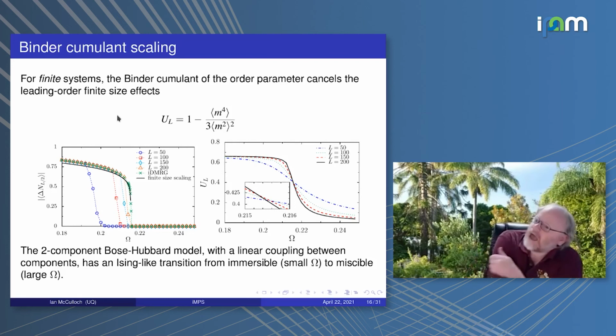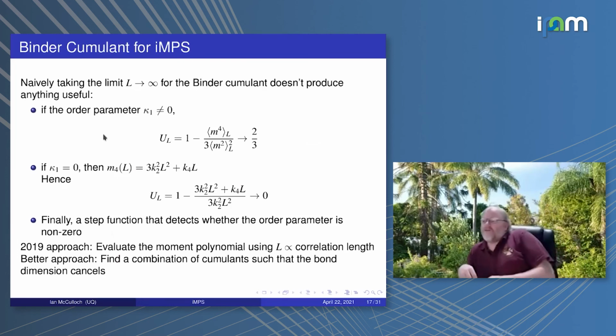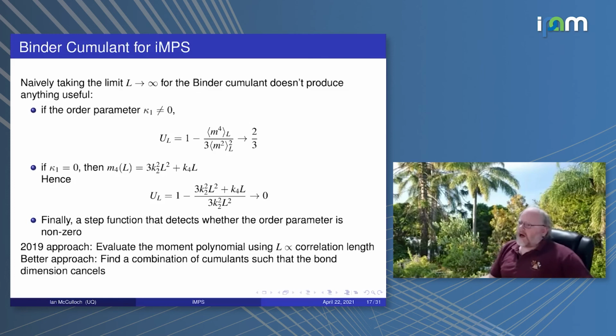So the question is, how do we write down something like a Binder cumulant for an infinite system? If you just naively take the large L limit, it doesn't produce anything particularly useful. For example, if we're in a regime where our order parameter is non-zero and we take that limit, then the term that dominates when you calculate the fourth moment is the L to the power 4 part, which is just the order parameter to the power 4. And here, this becomes the order parameter squared, squared again. So that just becomes 1.